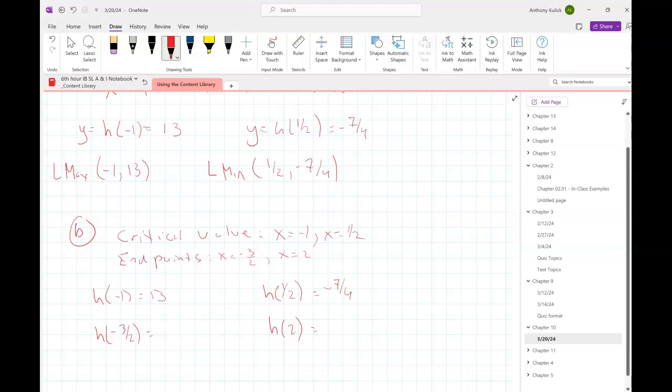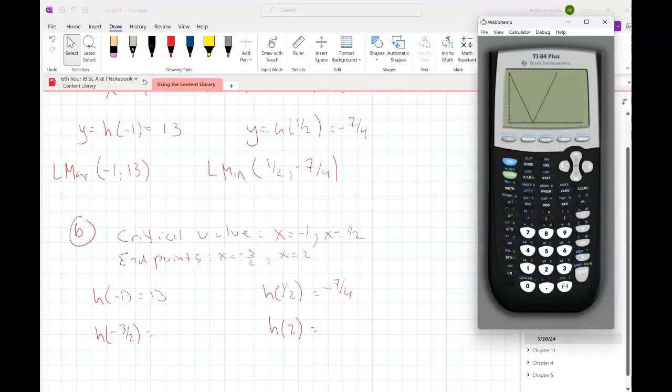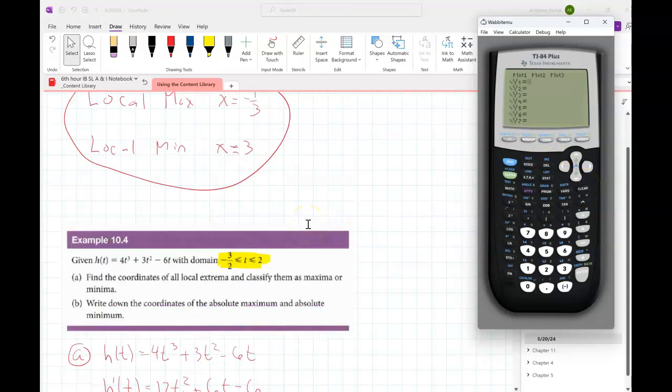And at this point, I should show you guys my recommendation of how to do this with your calculator, because we're plugging a lot of stuff in here. And I've just been doing it in my head, but like, work smarter, not harder, right, Mr. Kulik? So I'm going to start by typing in my h of x here into y1.